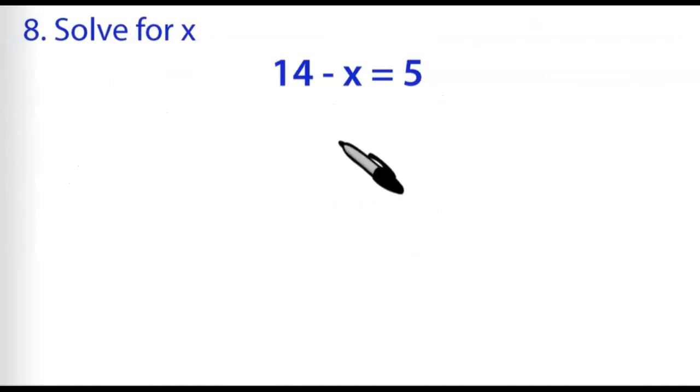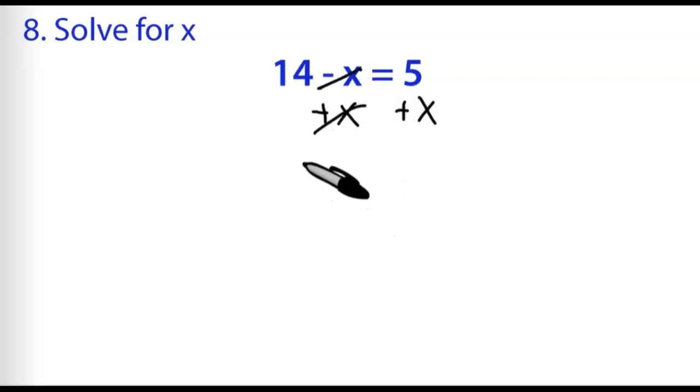For problem 8, we have 14 minus x equals 5. Now this time, x is being subtracted from a number, and since subtraction does not have the commutative property, 14 minus x is not the same as x minus 14. So what we'll do is we'll add x to undo the minus x, and we'll add x to both sides. So we have 14 minus x plus x, and the minus x and plus x cancel out, leaving 14.